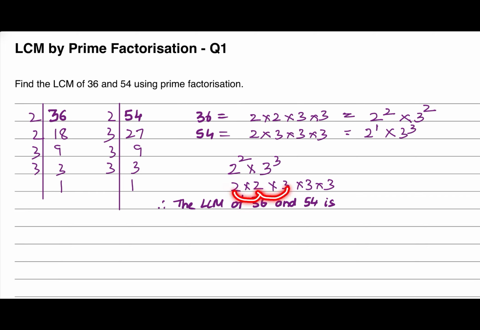So what do we do now? 2 2s are 4, 4 3s are 12, 12 3s are 36 and 36 3s are 108. 108 is the LCM. I'm going to do two more sums, after which you have to try two on your own, okay?